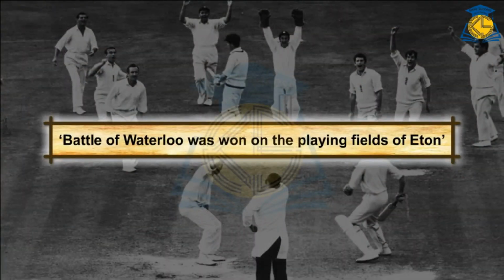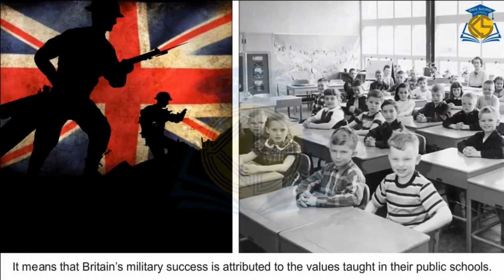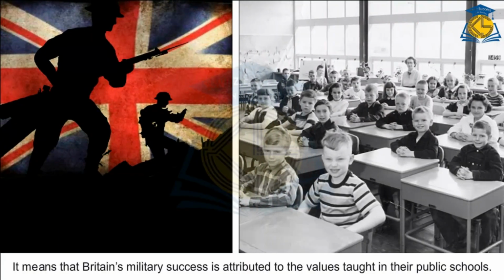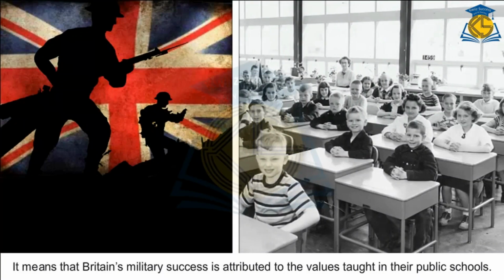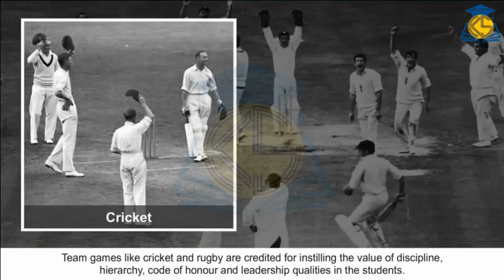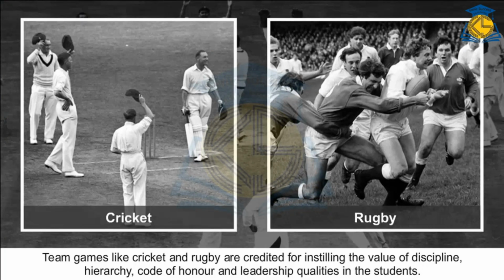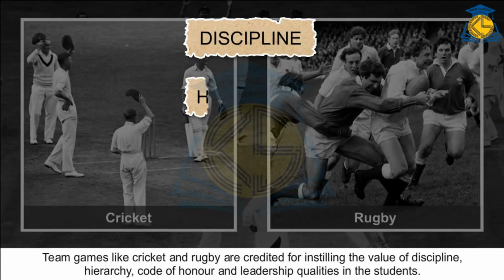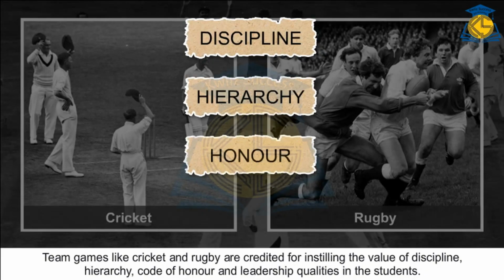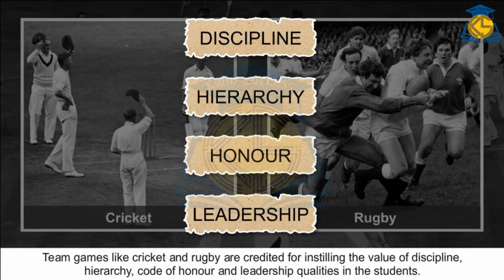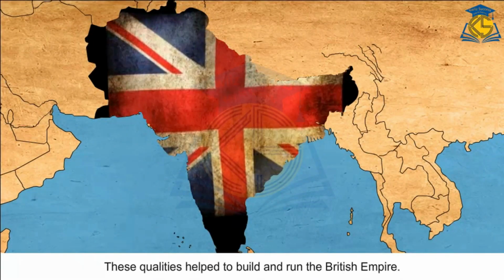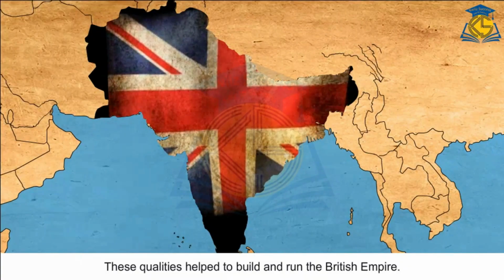It is often said that the Battle of Waterloo was won on the playing fields of Eton. It means that Britain's military success is attributed to the values taught in their public schools. Team games like cricket and rugby are credited for instilling the value of discipline, hierarchy, code of honor, and leadership qualities in the students. These qualities helped to build and run the British Empire.